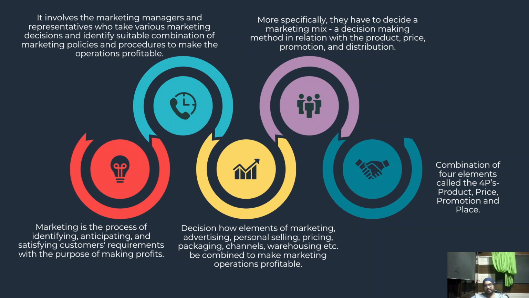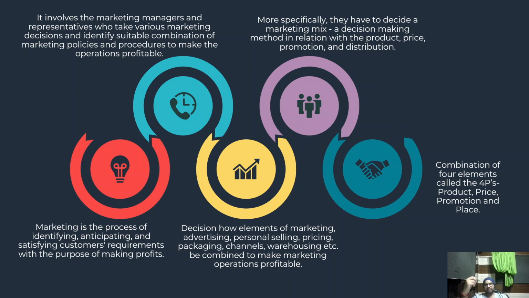When we talk about the decision making process, there are a lot of elements in the process of marketing. We have covered these elements in our previous sessions. These elements are marketing itself, the advertising process, the selling process, which could be personal selling or non-personal selling, the pricing of the product, the packaging of the product, the channels which we are going to use to distribute our goods to our final customer, and even our warehousing needs, that is, where our goods are stored before they are sold to the final customer. All these items have to be combined together so that the end goal of the organization to earn profit can be achieved.